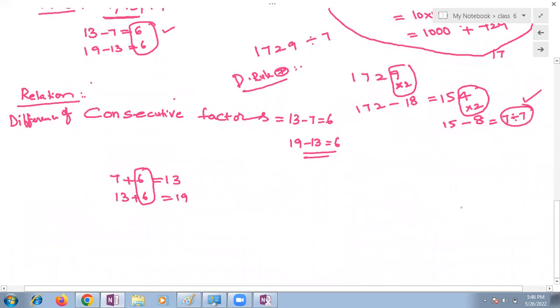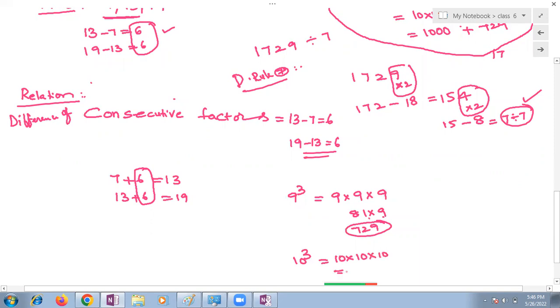What is the 9 cube value, children? 9 into 9 into 9. Ma'am, it's 729. And what is the 10 cube value, children? 10 into 10 into 10. Ma'am, it's 1000.